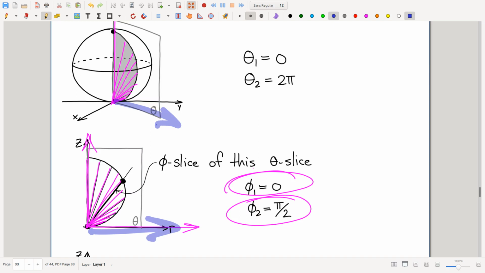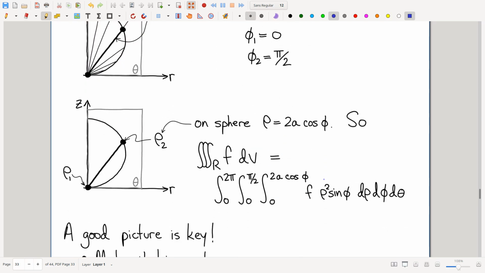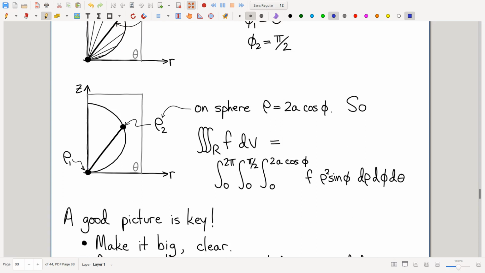Okay, so our phi bounds, 0 to pi over 2. And now with the phi bounds identified, all we have to do is think about rho. For this phi slice of my theta slice, rho starts at that point where it's obviously 0. Again, you get some freebies sometimes. Capitalize when the geometry is easy. Easy money. The ending value of rho, and again, here's where you have to do a little bit of work.